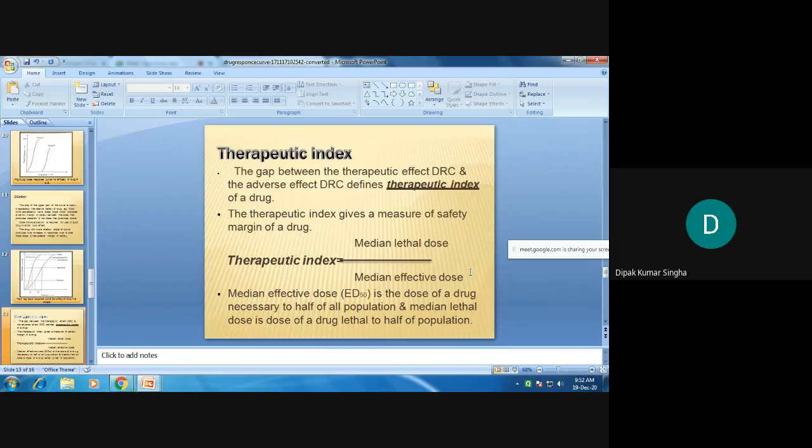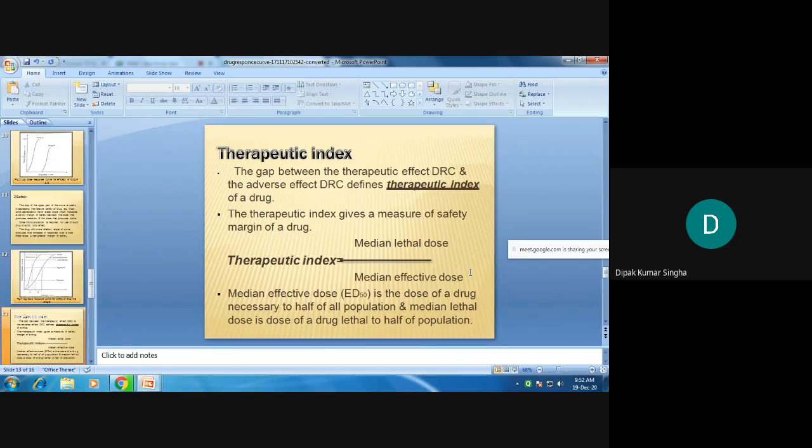So therapeutic index, how will it be calculated? Now, LD50 by ED50. What is LD50? LD50 means lethal dose, or median lethal dose, and median effective dose. Lethal dose means the dose at which 50% of the population can die.